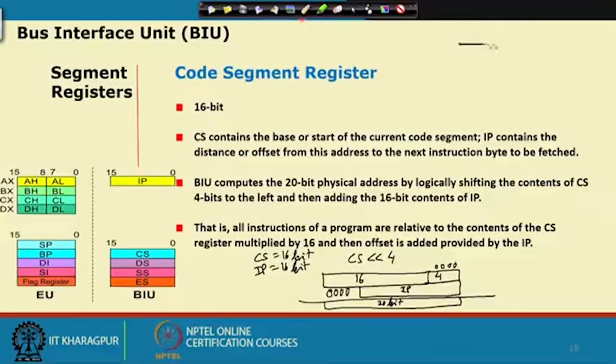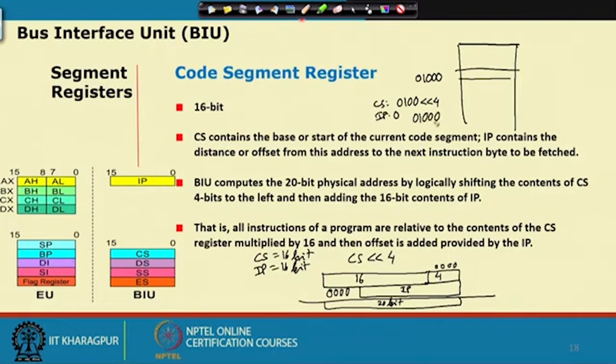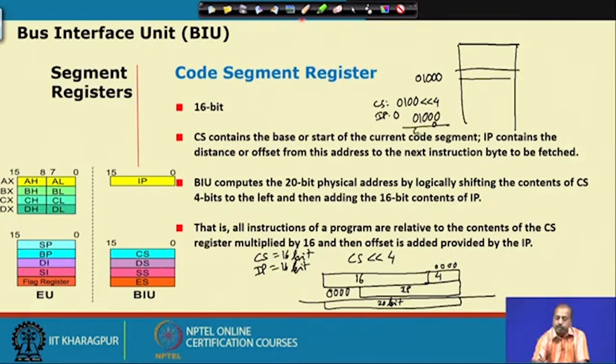Suppose this program is loaded starting at memory location 0 1 0 0 0, which is a 20-bit address. So, the program is starting from this address. For this purpose the CS register should be loaded with the pattern 0 1 0 0, and the IP register is initially 0. When the first instruction is being accessed, CS will be left shifted by 4 bits, so you get the pattern 0 1 0 0 0. With that, the IP value will be added, so you get 0 1 0 0 0.